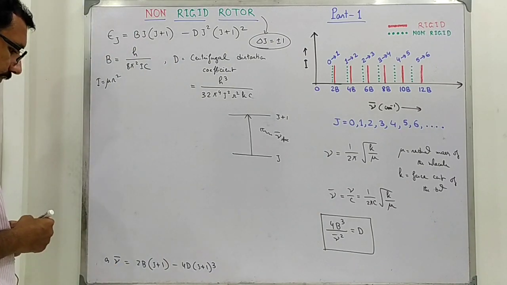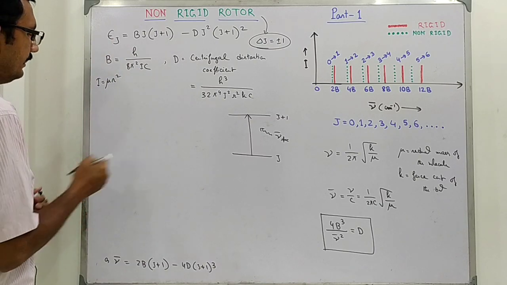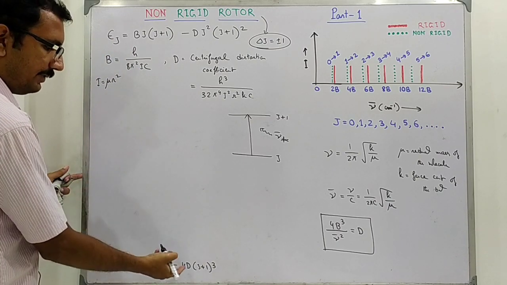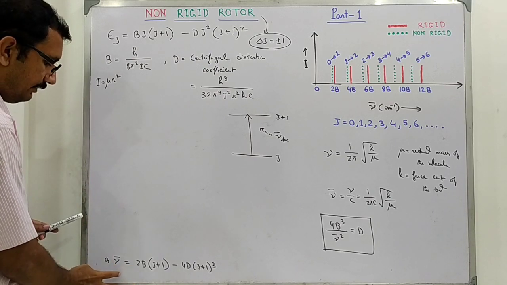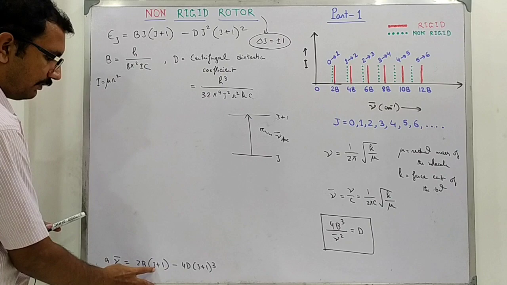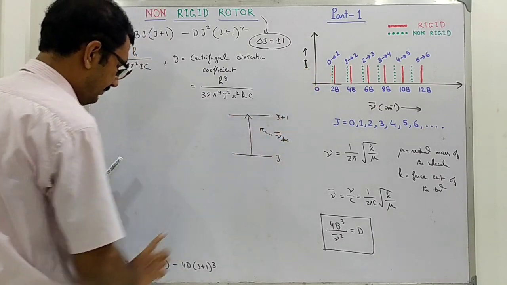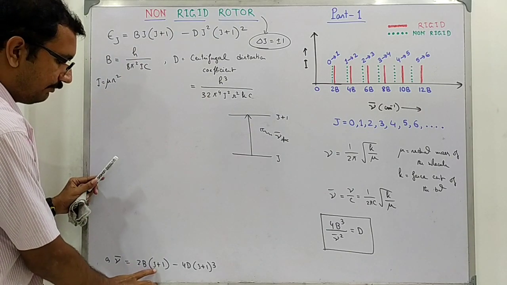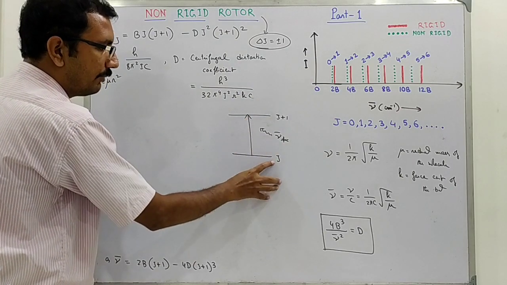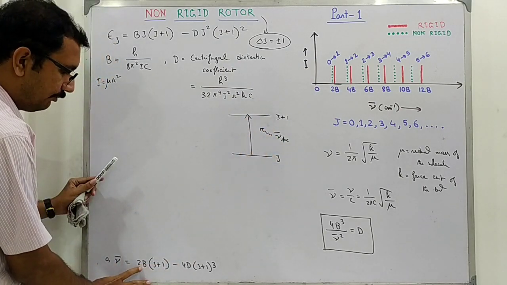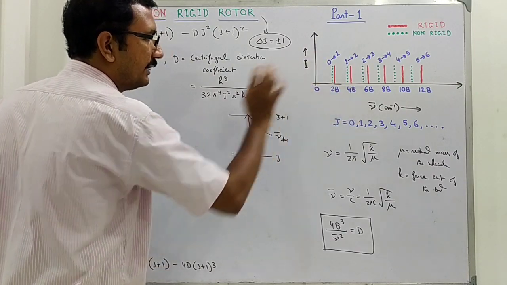Now, see, if it is a rigid rotor, then there will be no distortion coefficient. So, D will be 0, and then we will have the expression 2B into J plus 1. So, for J equal to 0 to 1, we will have 2B into 0 plus 1, so 2B. For the next transition from 1 to 2, we will get 2B into 1 plus 1, so 4B. So, the next line will be at 4B.